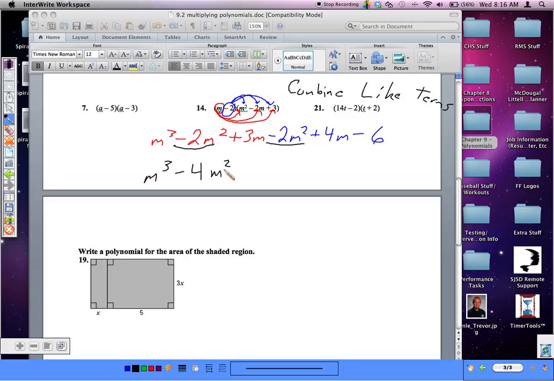After the degree of 2, we go to the degree of 1, which would be the m's here. So positive 3m plus 4m is 7m. And then this one has no exponent attached as far as the variables go, so it's just minus 6. And this is as good as number 14 gets.